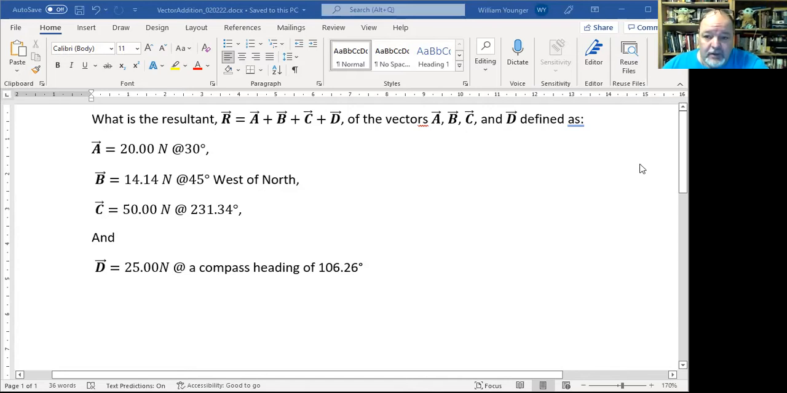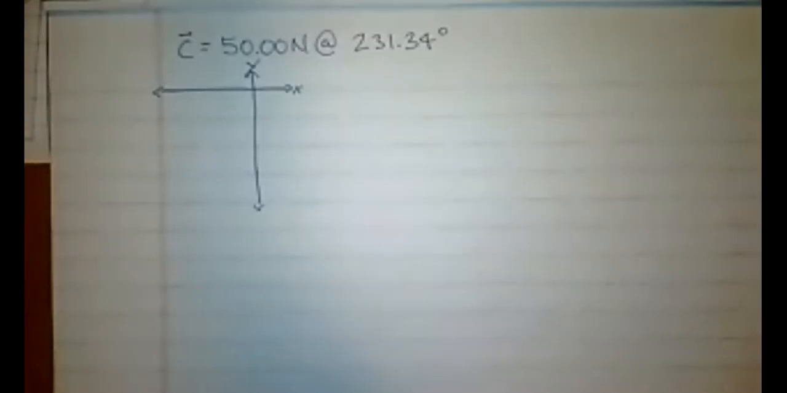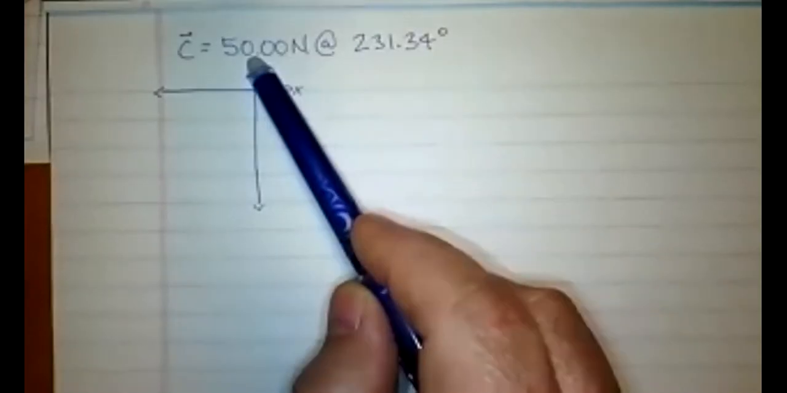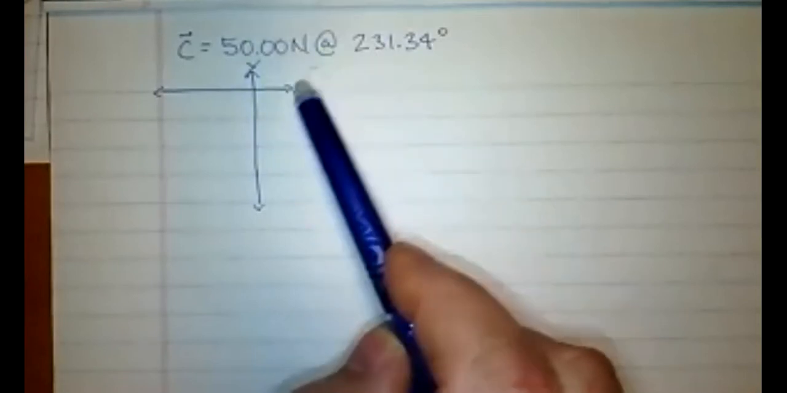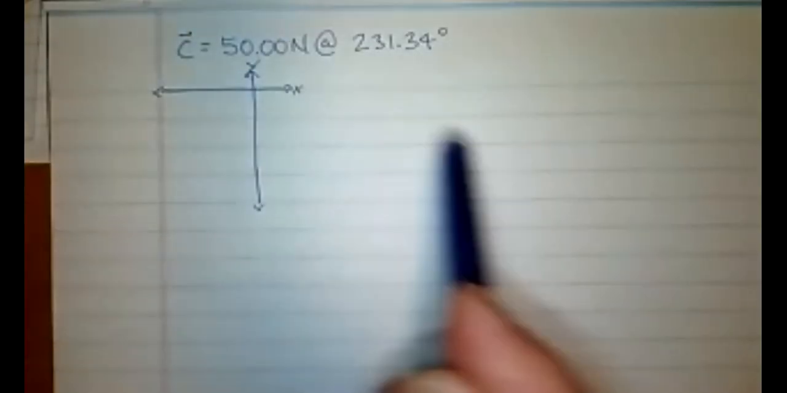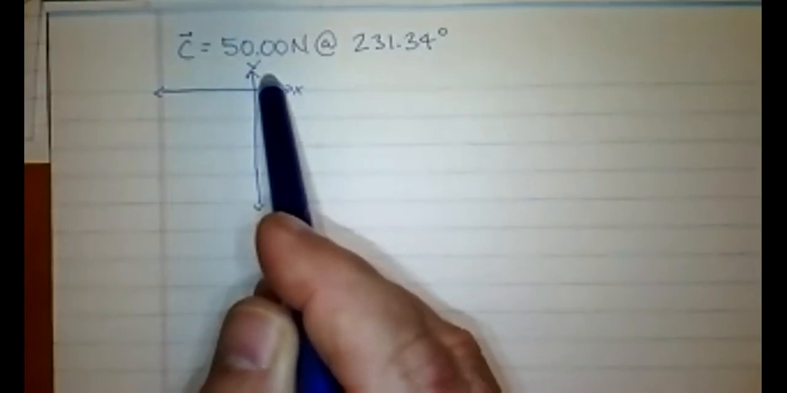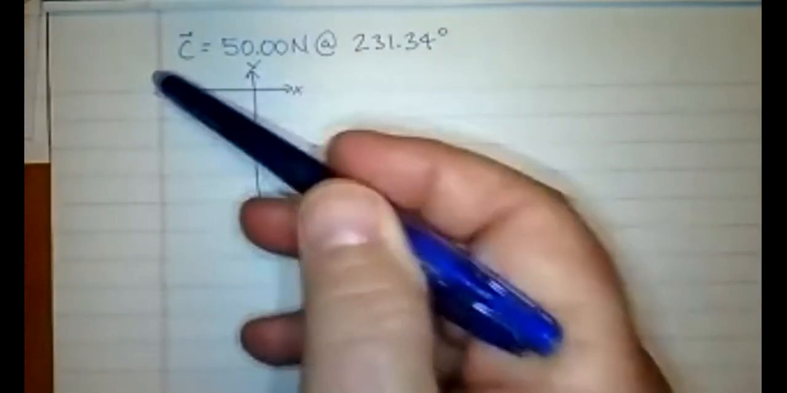So now let's stop sharing and we will go to my document cam so that you can see I've already written down the vector C and drawn the axes. So let's look at that now. So this is the 50 Newton vector. It's at 231. So 0 degrees would be pointing that way along the X direction. 90 would be that way. 180 would be pointing that way.